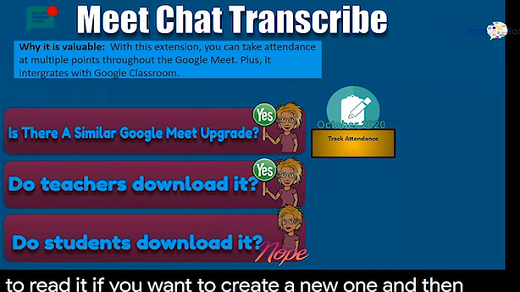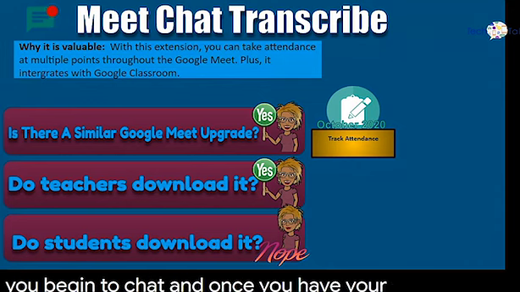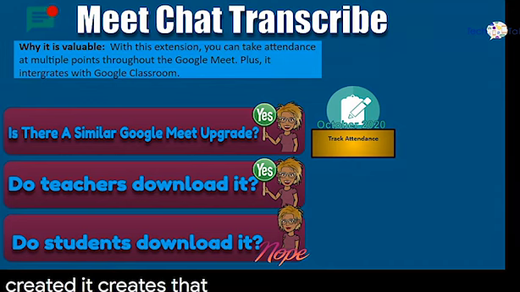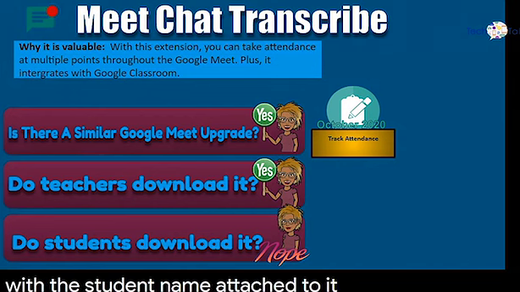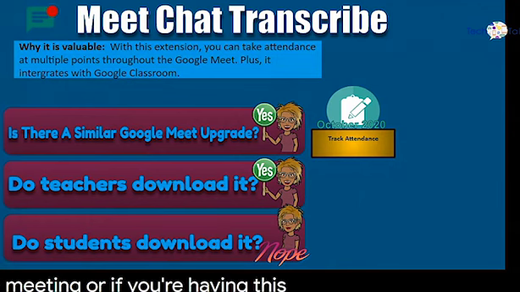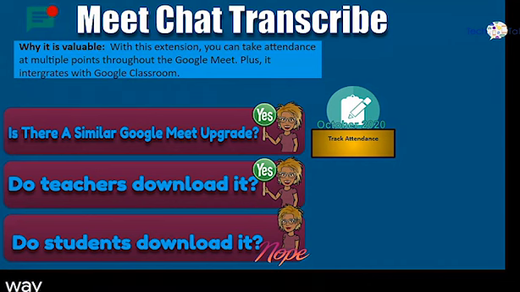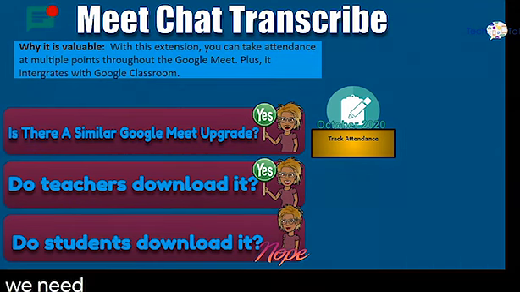And then as you begin to chat and once you have your document created, it creates that transcription of the recording with the student name attached to what they've said in the meeting. It's a great way to keep a record of your meeting. Or if you're having a staff meeting, it's a great way to keep your transcription of what you said and what you talked about. You don't necessarily need somebody to keep notes because Meet Chat Transcribe is going to keep the notes of your chat.